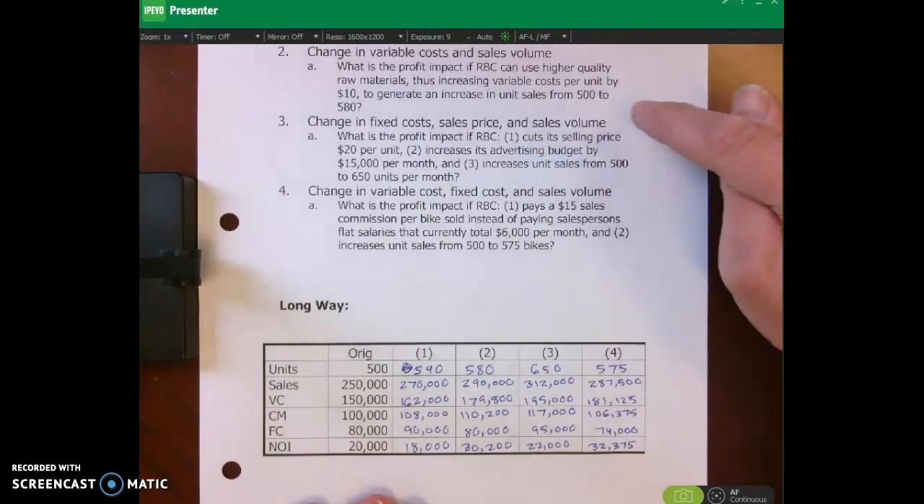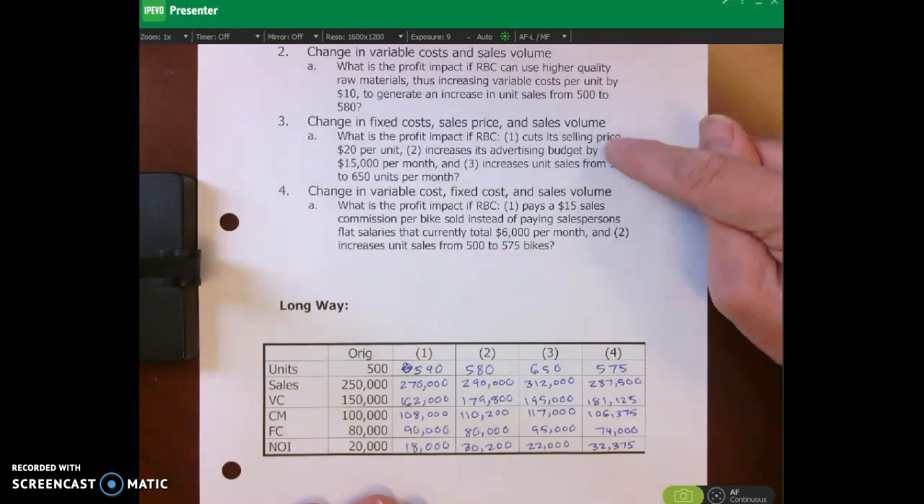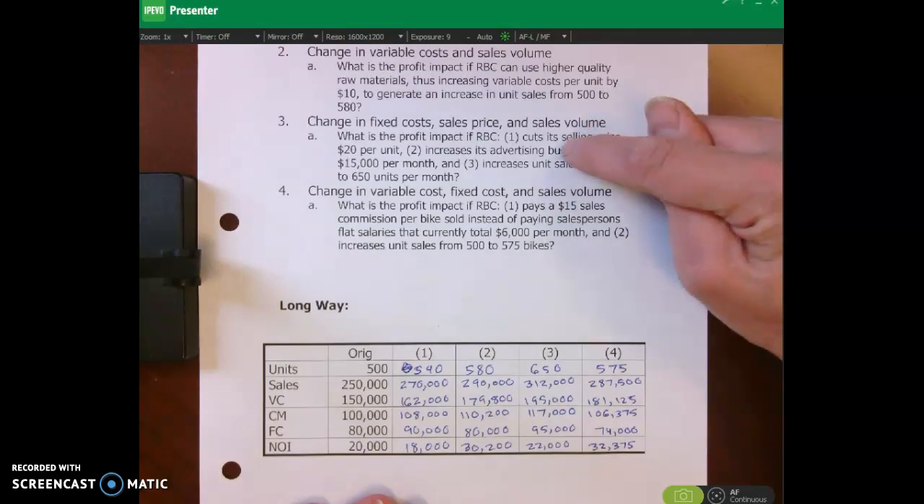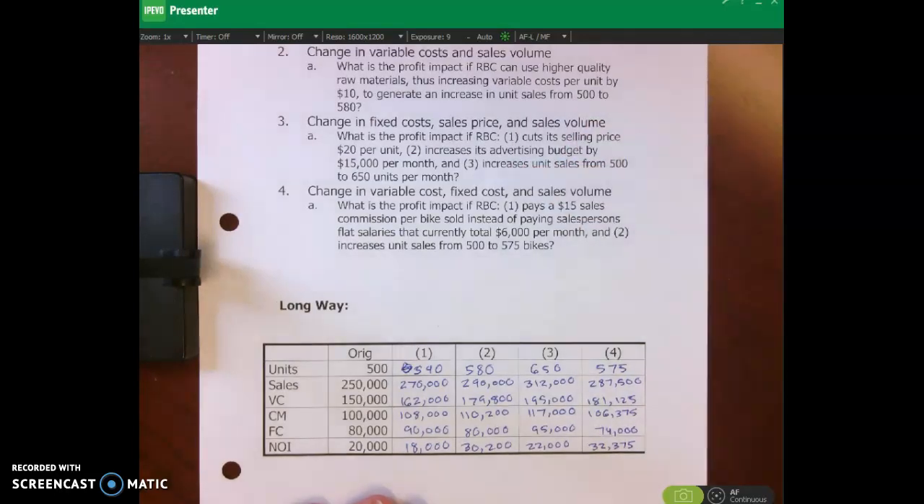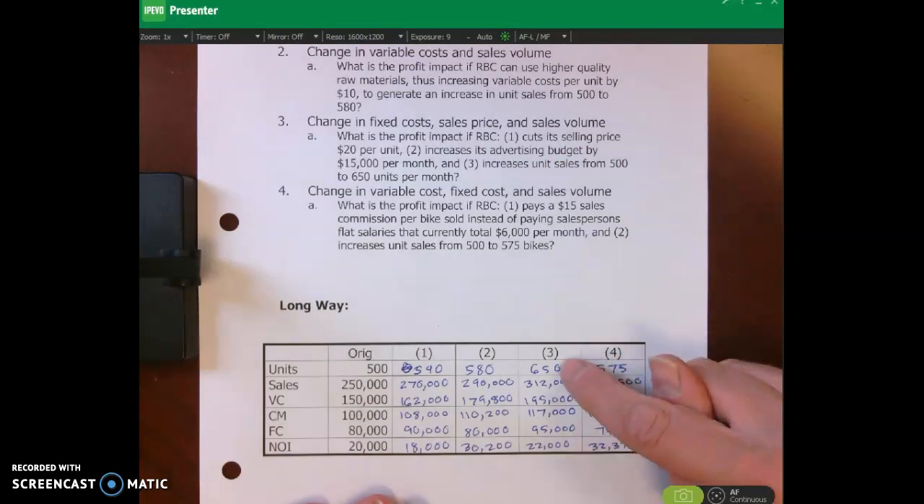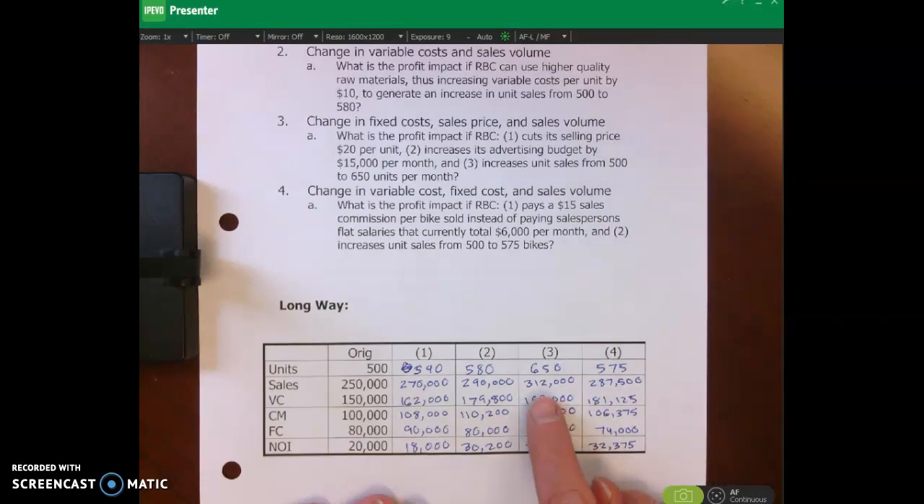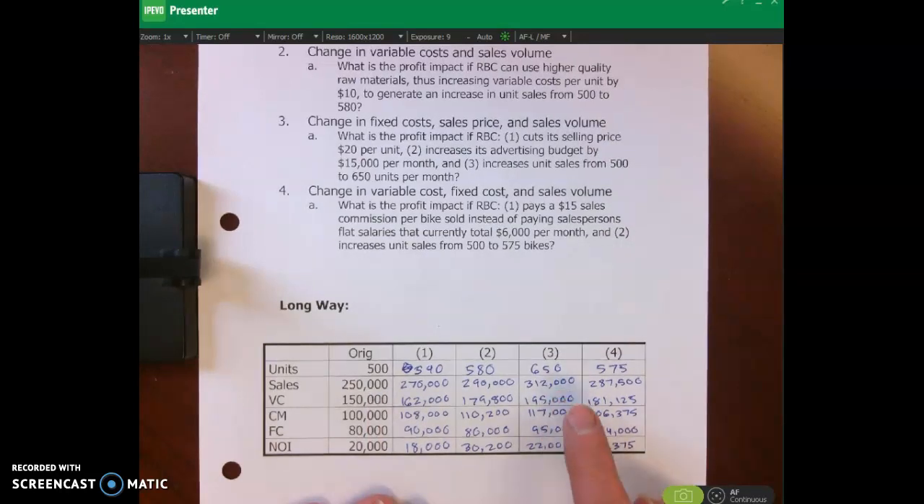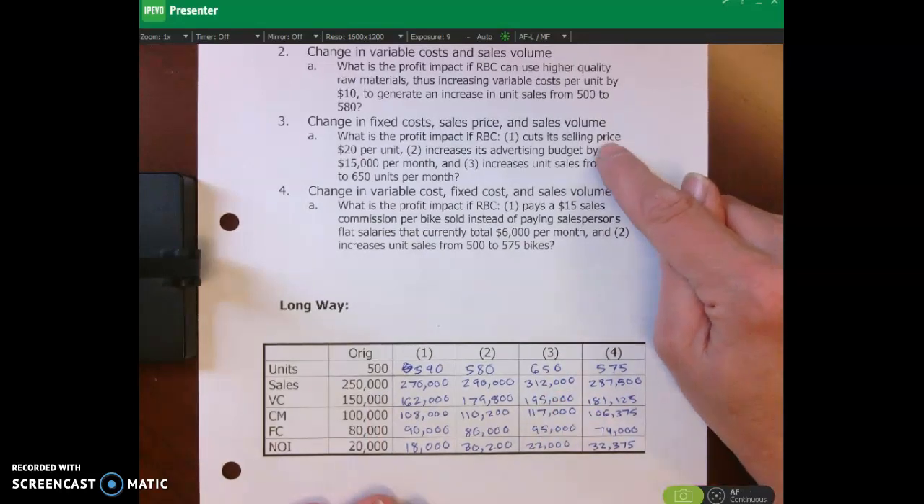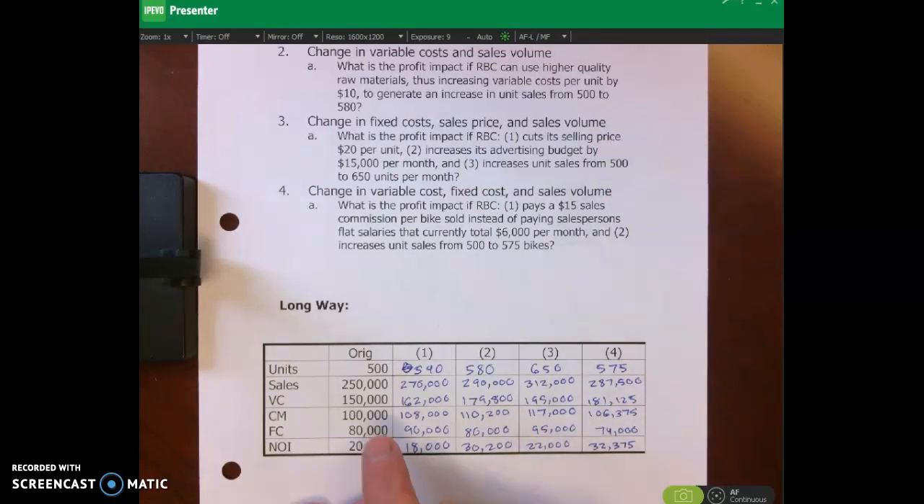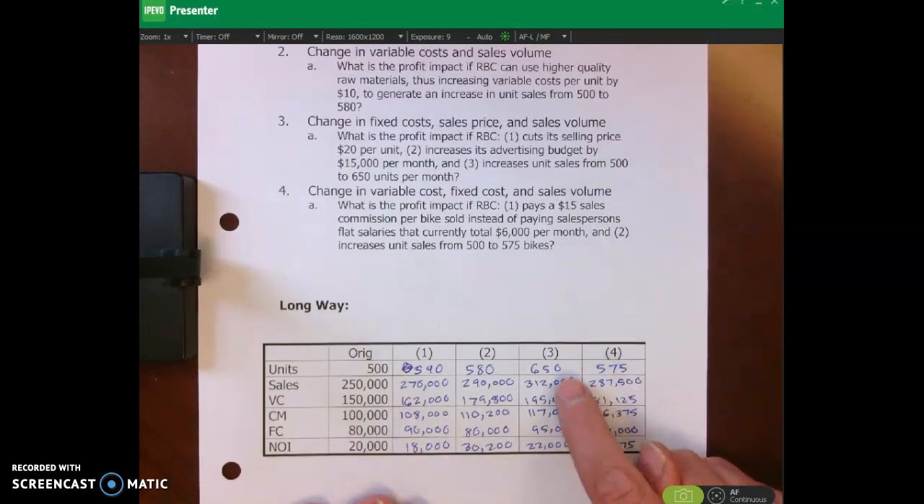So what's the profit impact if we cut our selling price by $20 per unit, increase advertising by 15,000, and then these two actions increase unit sales to 650 from 500? We put 650 here. We are told that the selling price is cut by $20, so now it's 480. Our new selling price, 480 times the 650, gives us our 312. We're not told anything about our variable expenses changing, so it still stays the same. The 300 times the 650 gives us the 195. Then we subtract the 2, we get contribution margin of 117.